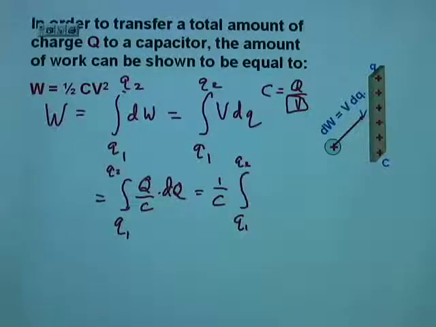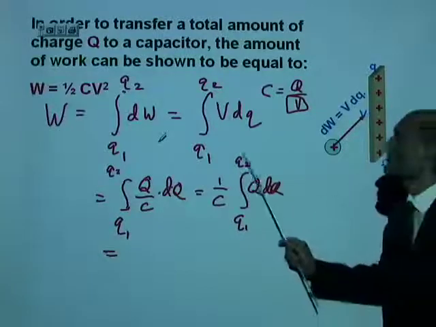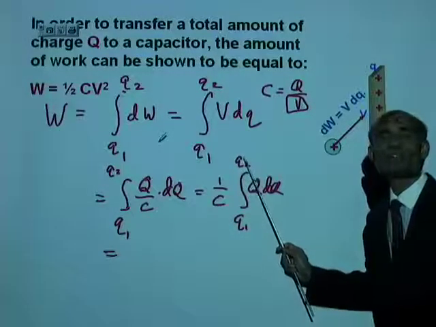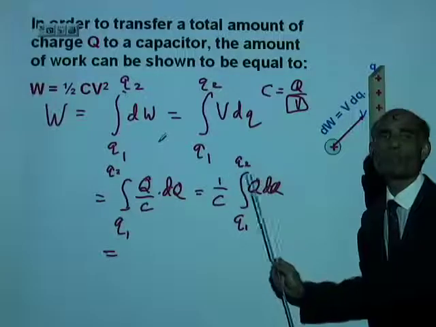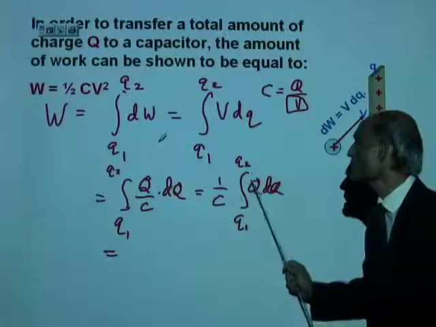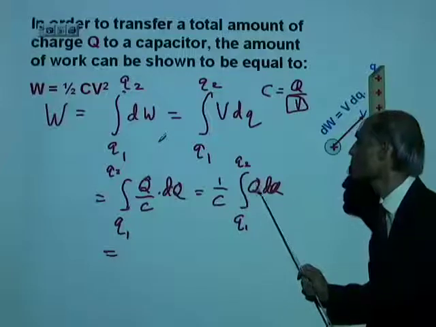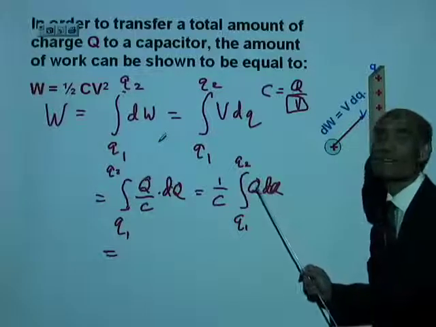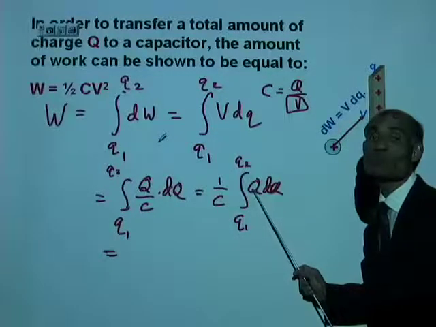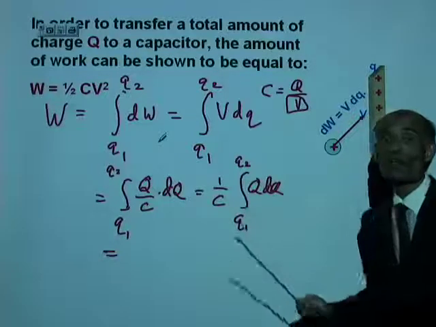Now, Q dQ can be written as, I'm going to disregard the limits. We will do the integral without the limits. So that will be 1 over C. What is the integral of Q dQ? The integral of Q dQ will be Q squared over 2.